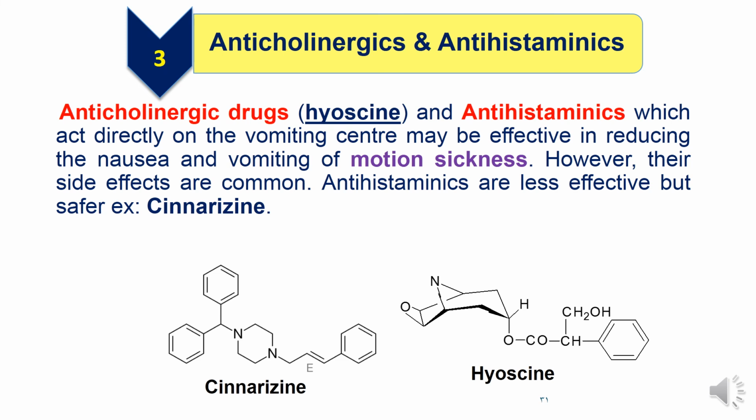The third class for treatment of nausea and vomiting is the anticholinergics and antihistaminics. Anticholinergic drugs like hyoscine and antihistaminics like cinnarizine are used in treatment of nausea and vomiting due to motion sickness. Take care, the serotonergic antagonists and the dopaminergic antagonists are ineffective in treatment of nausea and vomiting of motion sickness, while anticholinergics and antihistaminics are effective.